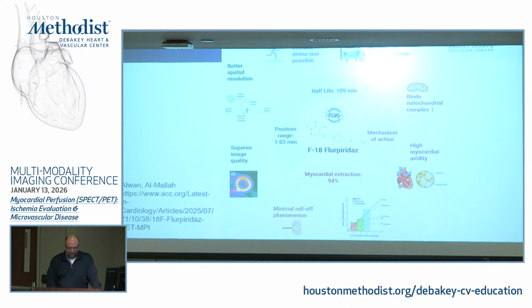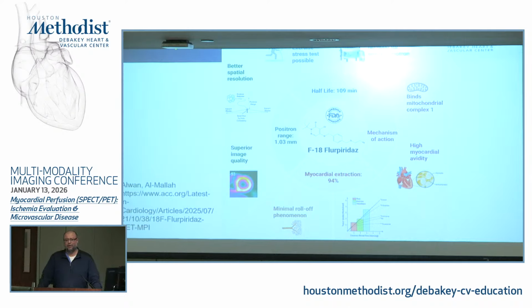Also, the image quality is very good. It has better spatial resolution, and one of the main advantages is that because the half-life is longer, then you can do exercise studies. So technically, with rubidium, we cannot do exercise because the patient is on the treadmill, and we usually want the camera to be on when we are injecting them.